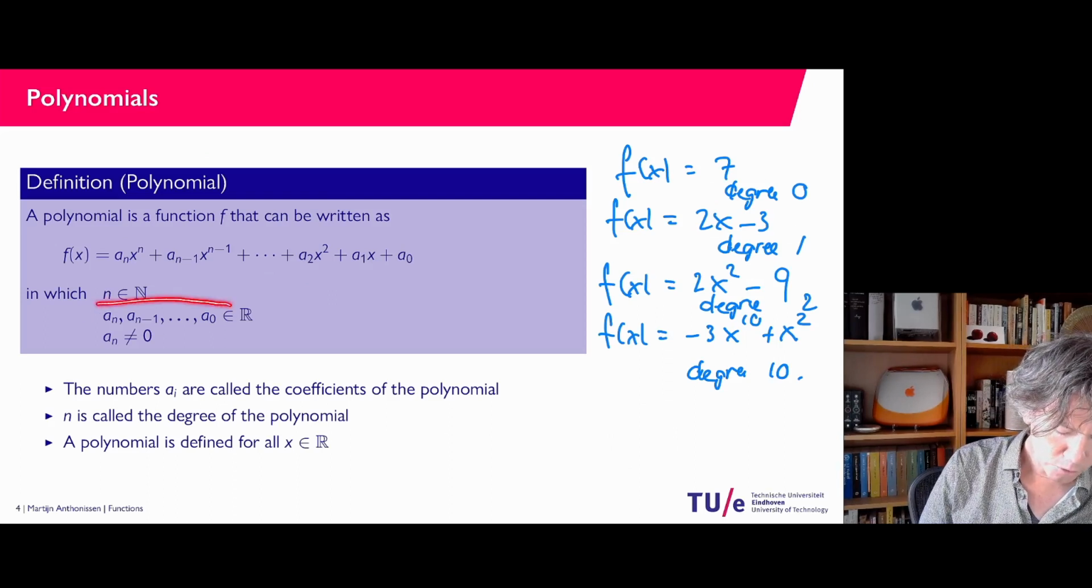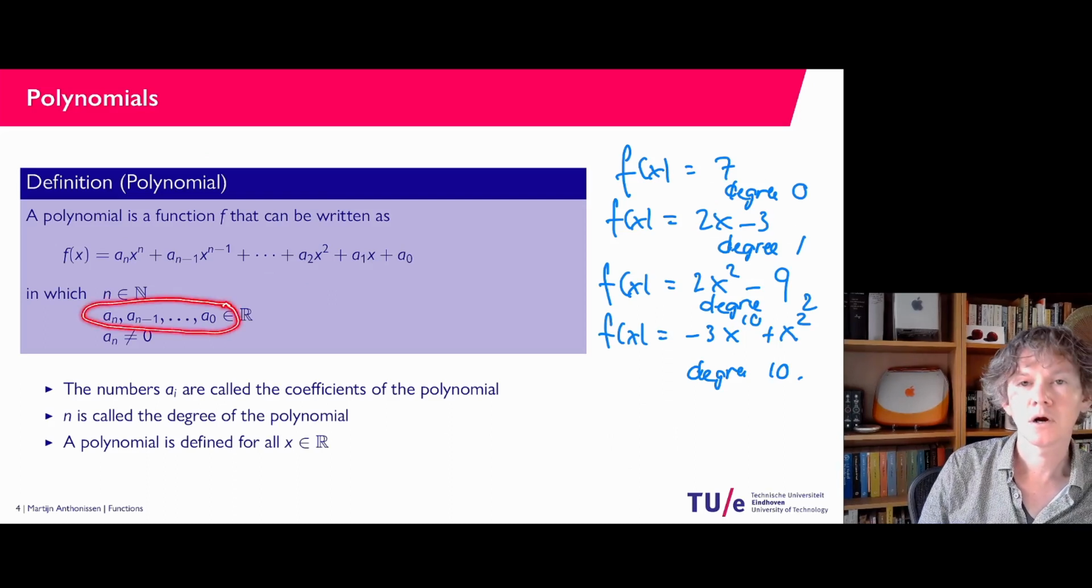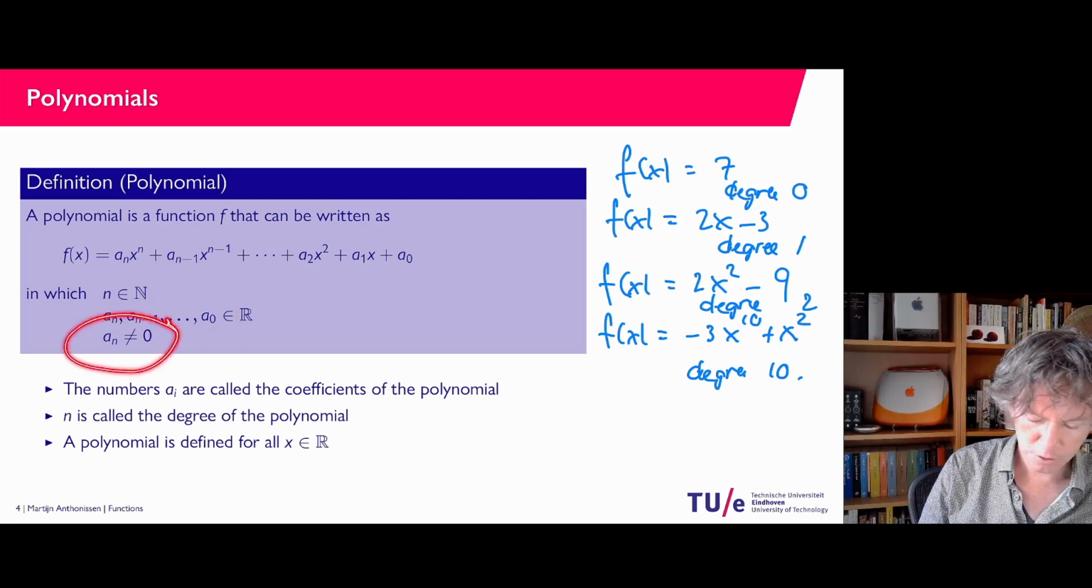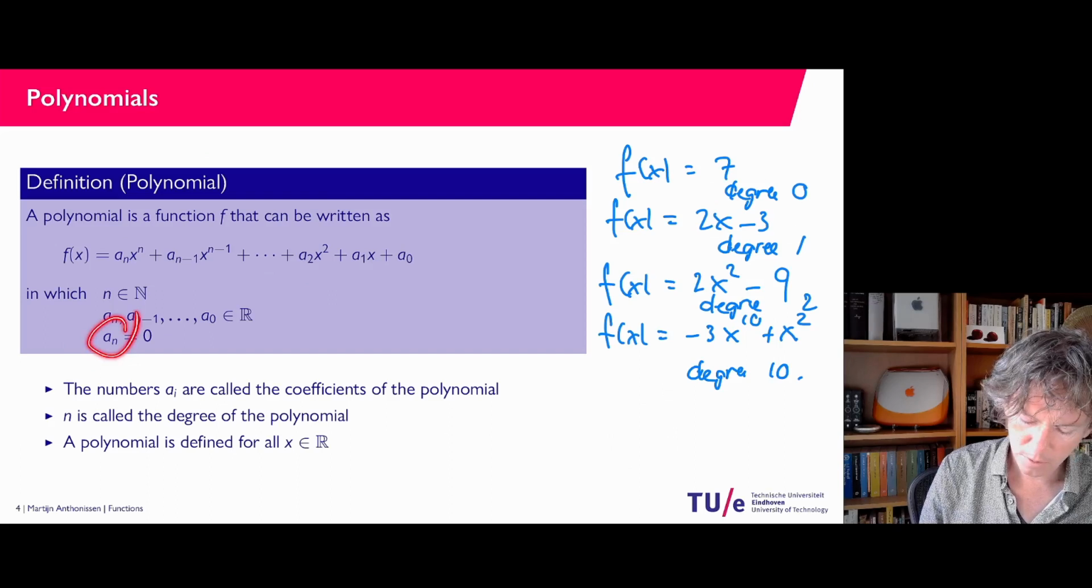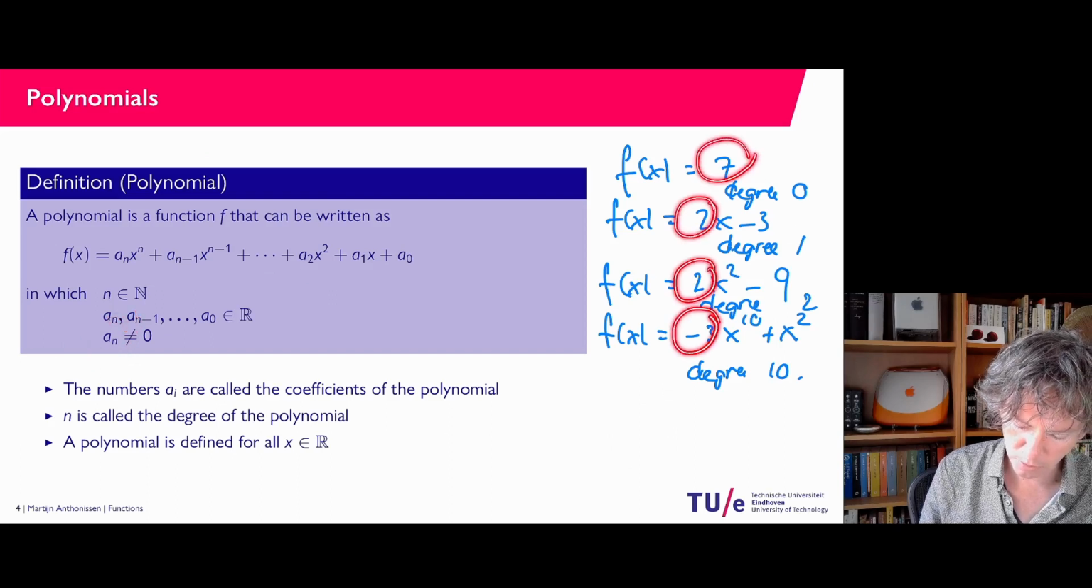Then these numbers in front of the x's are called the coefficients. And here it says a_n is unequal to 0. So that is basically the highest power of x and the coefficient. So here it is 7, here it's 2, here it's 2, here it's minus 3.